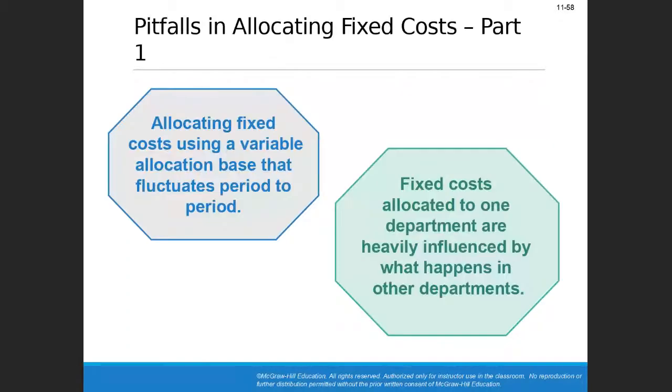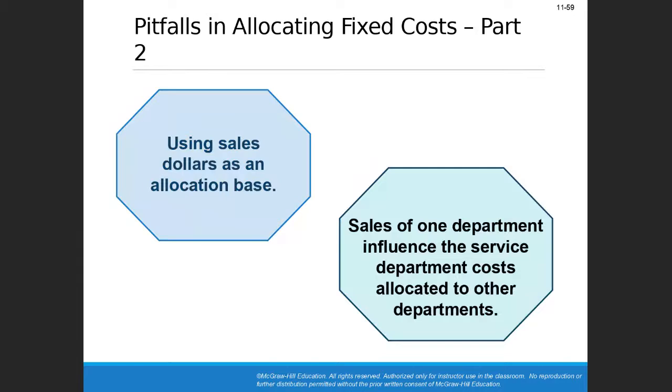All right, so what's the problem? Well, sometimes fixed costs can be allocated using a variable base that fluctuates a lot. So you've got to be careful about choosing what you're basing it on. And fixed costs can be influenced by what happens in other departments, right? Again, you've got separate RCs, and you're giving responsibility to this responsibility center for their costs, but a lot of their costs are driven by something else, from another department. So, you know, people are going to have a problem with that.